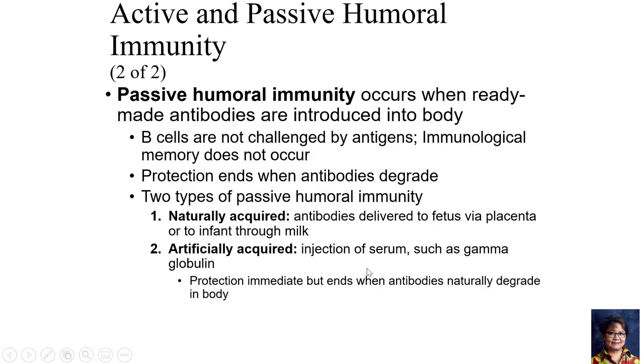So passive humoral immunity occurs when ready-made antibodies are introduced into the body. B cells are not challenged by antigens, and immunological memory does not occur. The protection ends when the antibody degrades. And there are two types of passive humoral immunity. One is natural acquired also, and these are antibodies delivered to us via our mama, through the placenta, or through our mother's breast milk. Or they can be artificial.